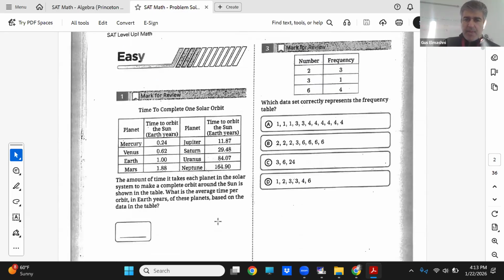Okay, time to complete one solar orbit. You've got Mercury, Venus, Earth, Mars, Jupiter, Saturn, Uranus, and Neptune. The amount of time it takes each planet in the solar system to make a complete orbit is shown on the table. What is the average time per orbit in Earth years for these planets based on this table? So if you want the average, what do I do? Oh yeah, I'm gonna divide by 8, exactly.